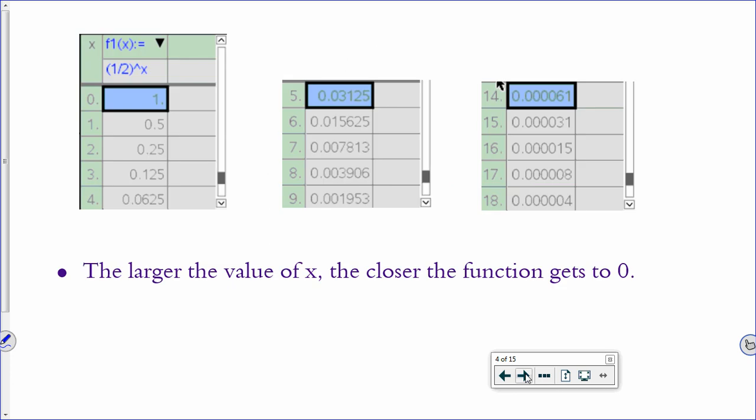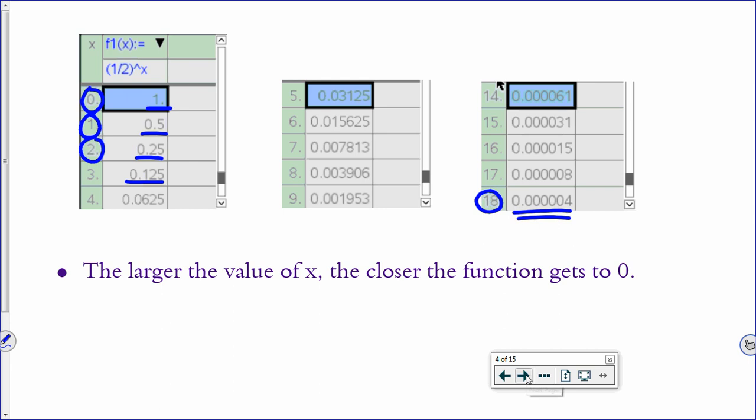These are the x values in this little left-hand column: when x is 0, when x is 1, when x is 2. Look at the values of y, which is the function. When x is 0, the function is 1, and then it's 1/2, then 1/4, then 1/8, and it keeps getting smaller and smaller, all the way up to where x is 18, and look how tiny the value of that function is, 0.000004, getting ever smaller but never reaching 0, so getting closer and closer to 0. That's the idea of a limit for a function.